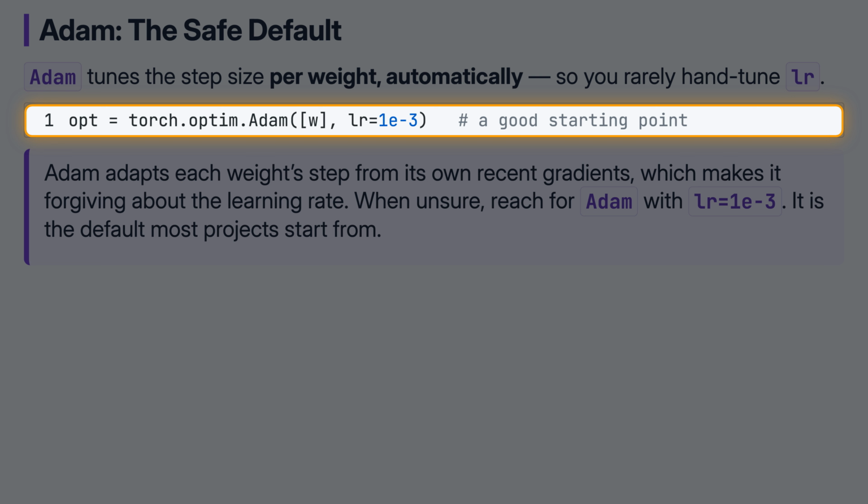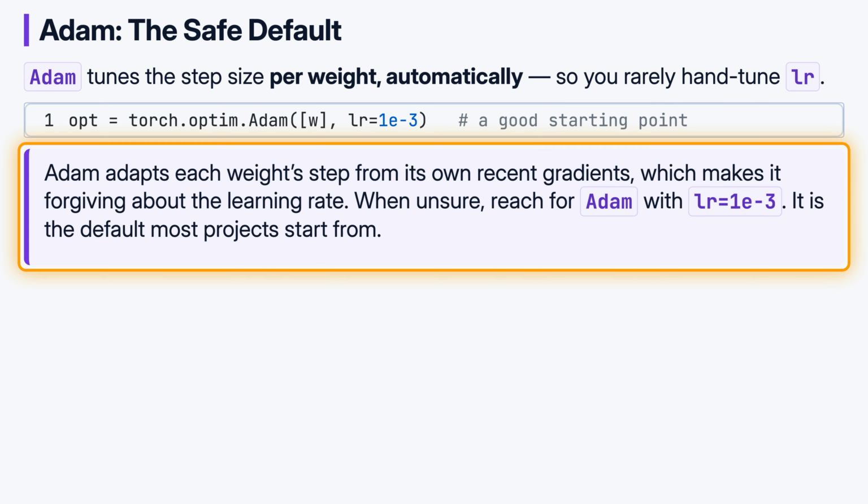Adam goes further. It adapts the step for each weight, so a good learning rate is easier to find. A common starting point is 0.001. Adam adapts each weight step from its own recent gradients, which makes it forgiving about the learning rate. When you're not sure, reach for Adam with a learning rate of 0.001.